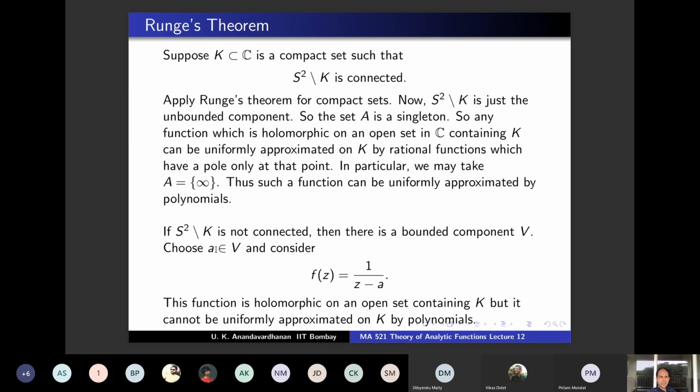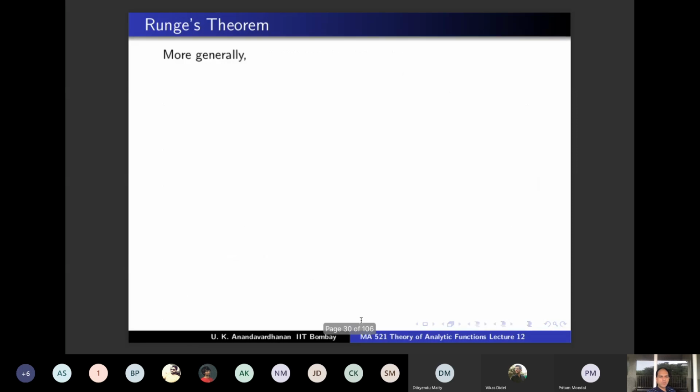Because here you are choosing something from a component where you are assuming the function cannot be uniformly approximated by polynomials. Polynomials have poles at infinity. So you are assuming that approximating by polynomials means approximating by rational functions which have a pole only at infinity. There's no pole from the bounded component. So A does not meet the bounded component, and then there's a contradiction. Similarly, you can show that A has to meet each component. Otherwise, there's a contradiction. That's what we will do slightly more generally.